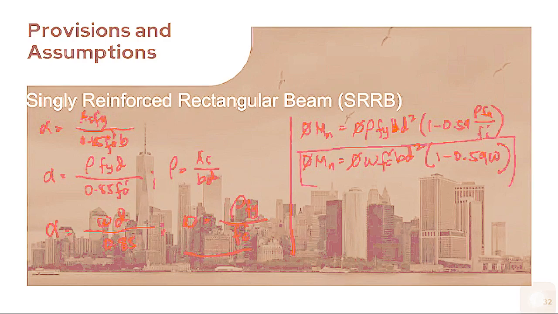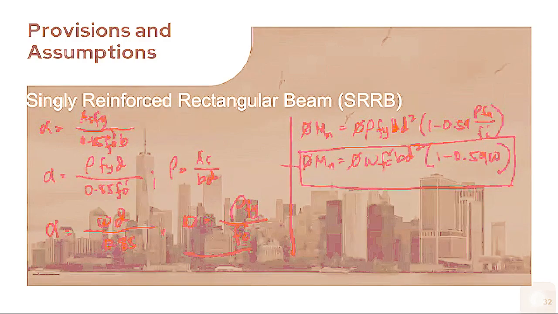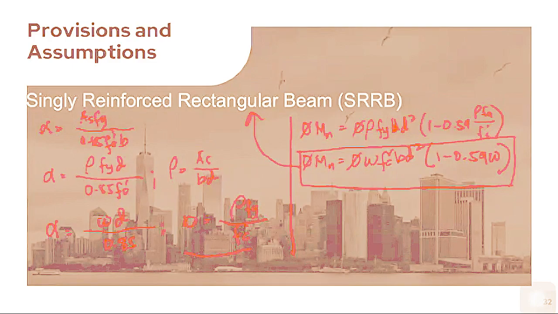So this is to be used for singly reinforced rectangular beam. So omega Fc prime BD squared, 1 minus 0.59 omega, where omega is equals to rho Fy over Fc prime and rho is equals to As over BD. So nakuha. Take pictures.